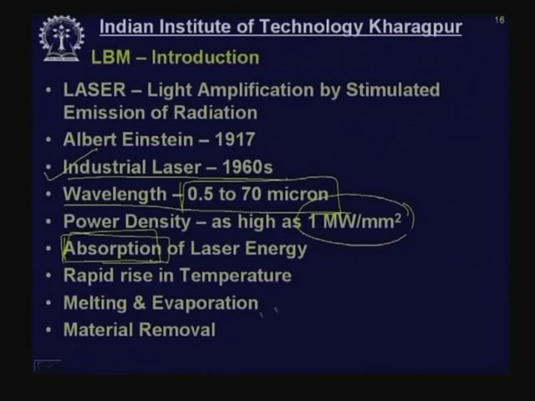Upon absorption of the laser energy, there is rapid rise in the temperature, leading once again to melting and vaporization and material removal. So, material removal process in laser beam machining is very similar to electron beam machining. In the sense, once the laser energy is absorbed, there will be rapid rise in temperature, melting and evaporation and material removal.